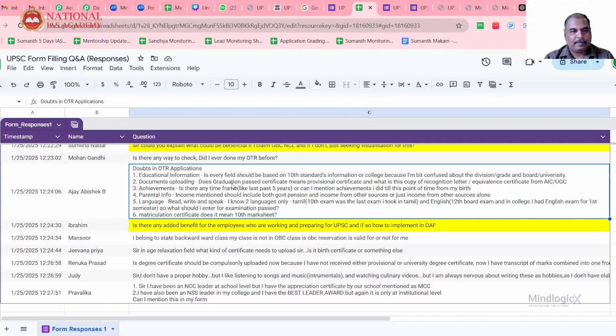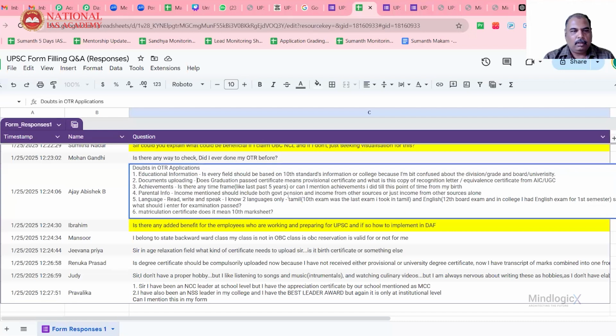Sajay asked around 6 questions. I'll answer a few, and if anything is missing, please tell me. Sure. Educational information should be based on the 10th standard information. That's the first primary thing. Second, document upload: does graduation pass certificate mean the provisional certificate, or the copy of the recognition letter? Could you please clarify this second point?